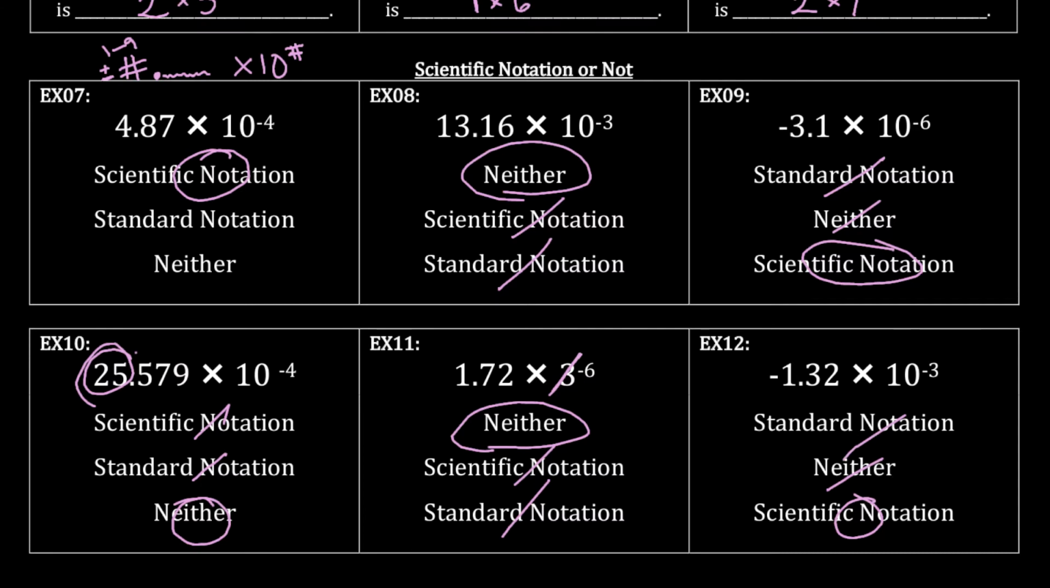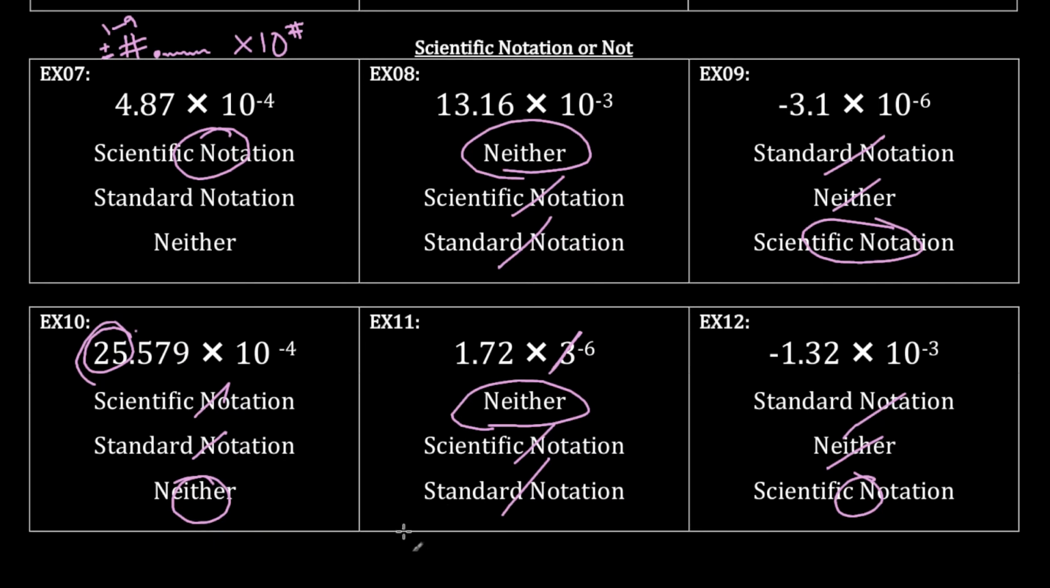Just so you know, there were no more examples, but a standard number would be something like 4.75 or 0.00067. Any normal sort of number is standard notation. Standard just means a regular notation.